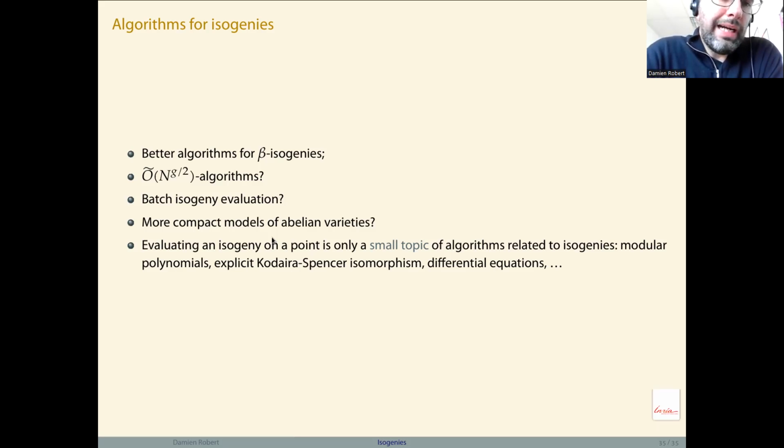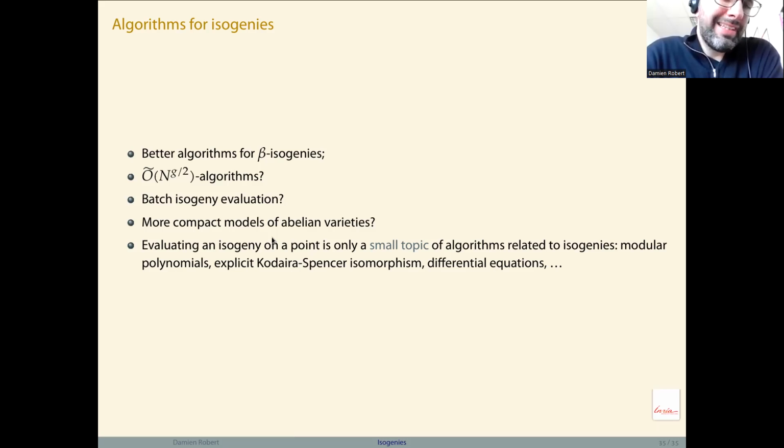In dimension 1, velu is in O of n, but you probably heard of the square root velu formula, which is O tilde of square root of n. It would be nice to also have an algorithm in O tilde of n to the g over 2 for general abelian varieties. Another question would be batch isogeny evaluation, more compact models of abelian varieties.